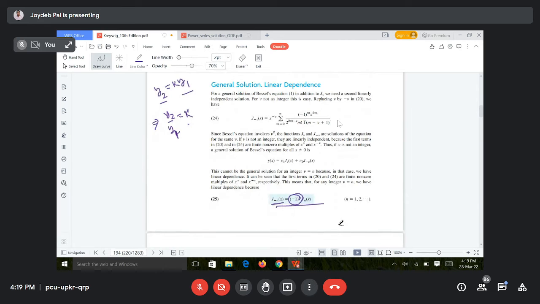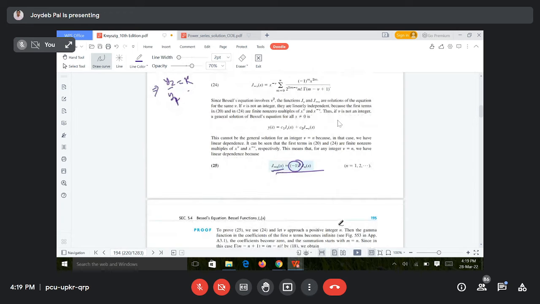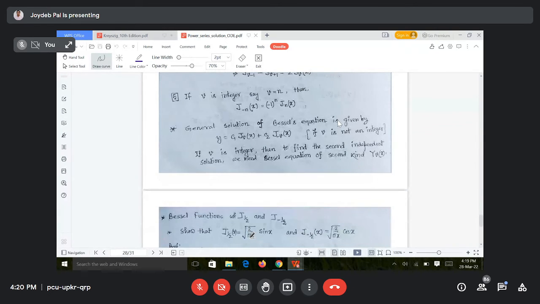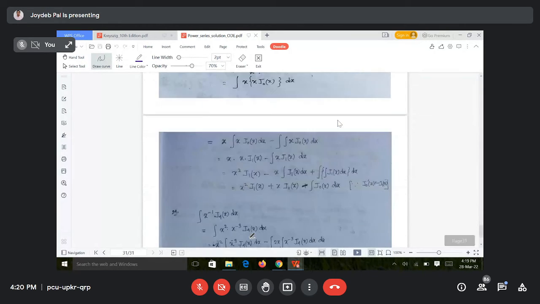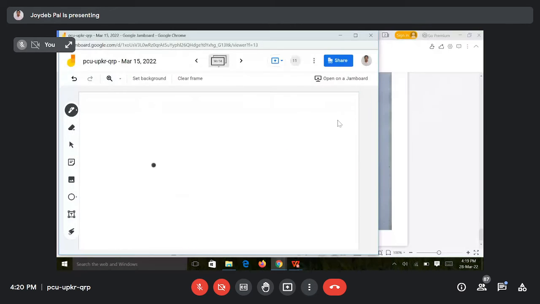Do remember, not always are they dependent. Only when n is a positive integer. Now how to prove it? Whenever n is a positive integer, J of minus nx is equal to minus 1 to the power n times Jnx. You can see it from the book.